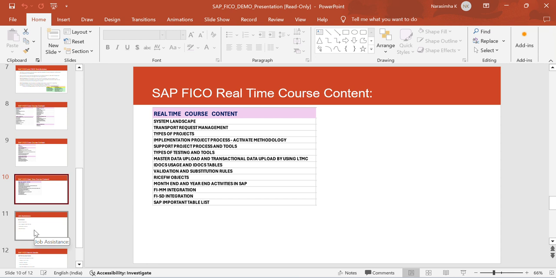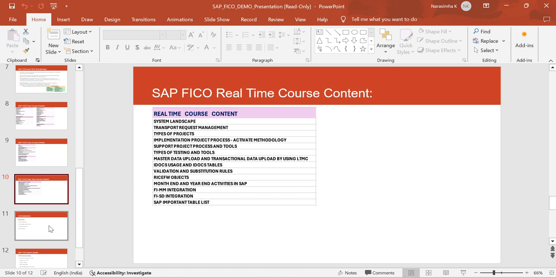Some consultants, in their career, might work on only those 70 configurations, so they don't know the remaining ones. Even in FICO, no one has knowledge of 100%. Even in Basis, 80% is enough for a job profile. 80% is an excellent candidate for the job profile.